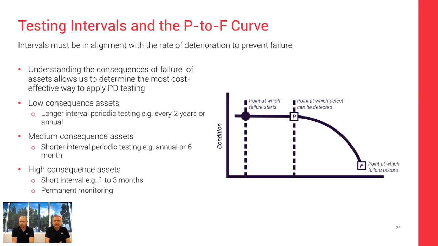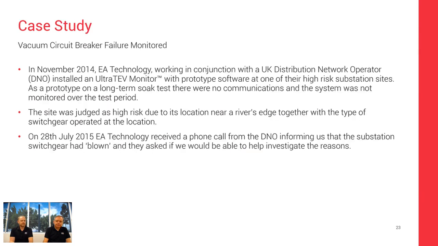So EA, here in Australia, we're doing permanent monitoring for people. We're also doing testing in certain critical assets where people have got known defects, and we're testing them every month, so that we can get the best warning of failure. So it's a variability. And the higher the consequence, the easier the business case for permanent monitoring. So let's look at an example where the P2F period was short.